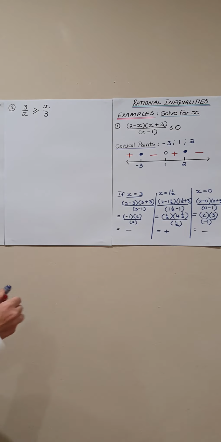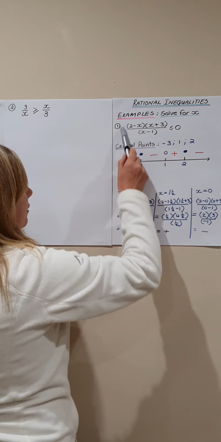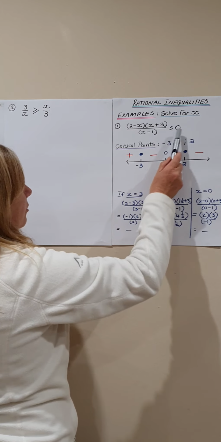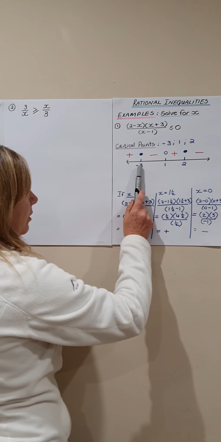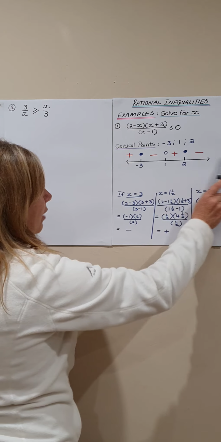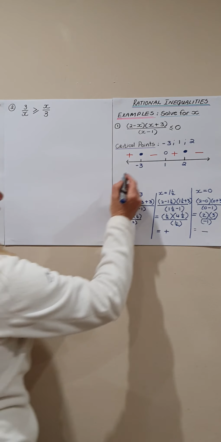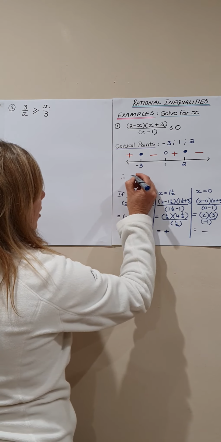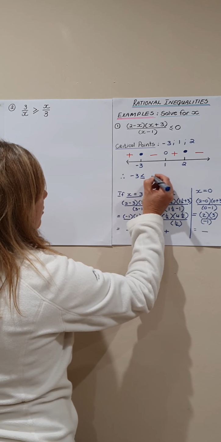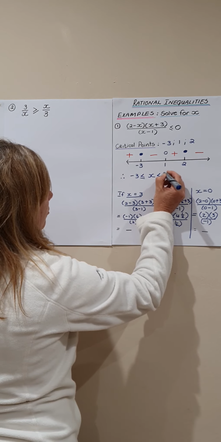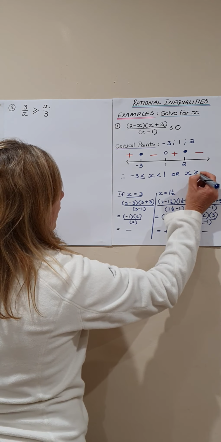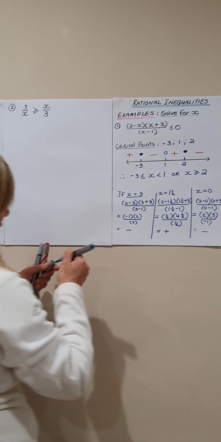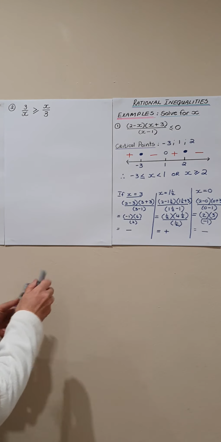Now, my inequality says, where is this fraction smaller than or equal to 0? That means, where is the answer going to be negative? It is negative between minus 3 and 1 and greater than 2. So this is my answer: minus 3 is smaller than or equal to x, which is smaller than 1, or x is greater than or equal to 2.